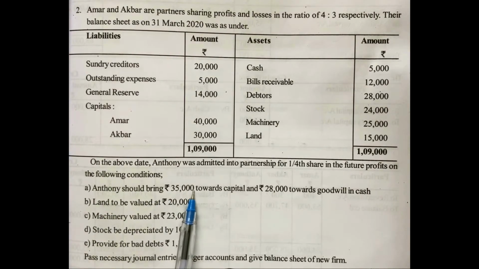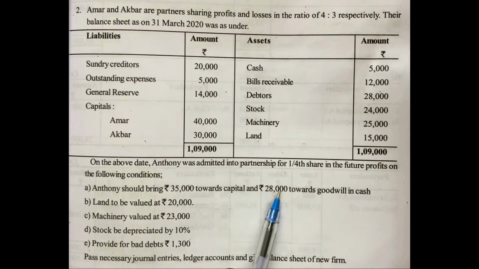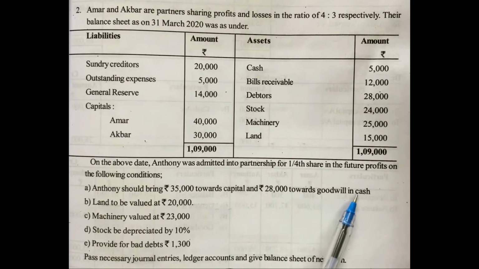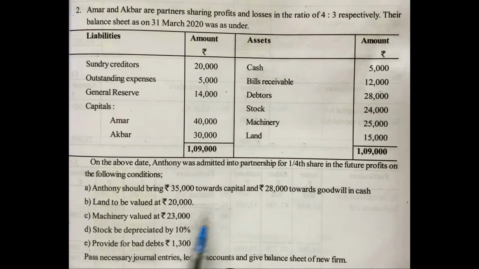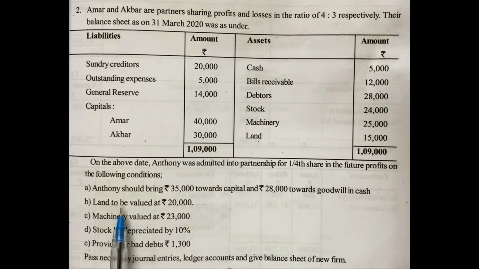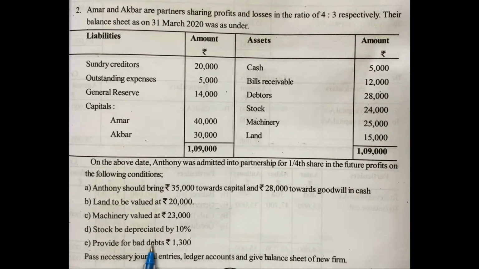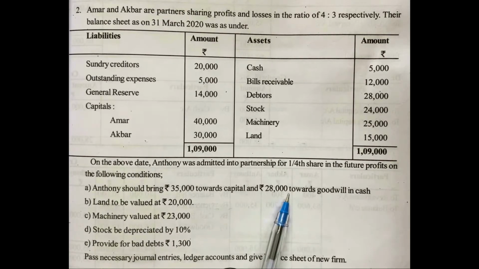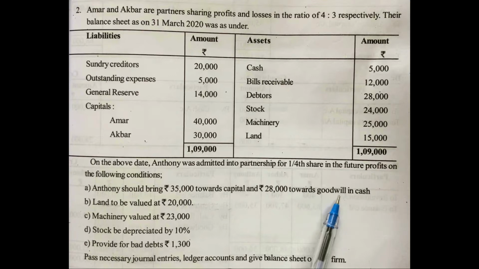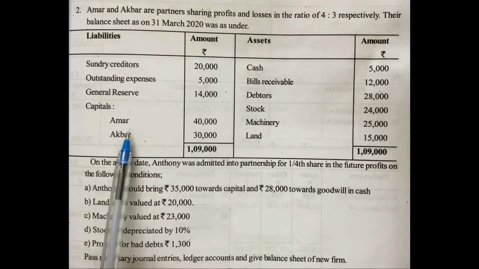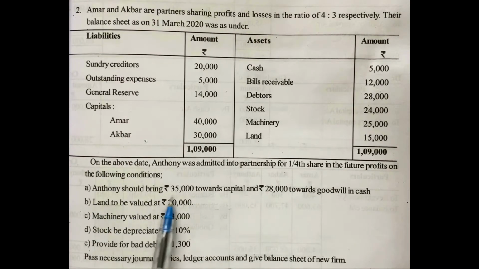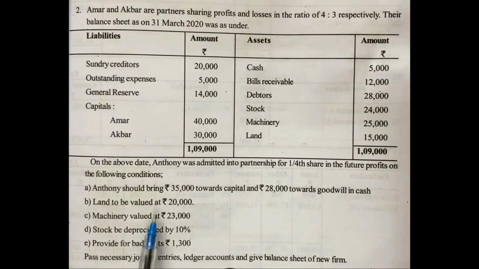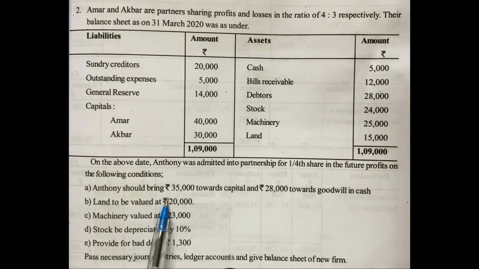Anthony should bring 35,000 towards capital and 28,000 rupees towards goodwill in cash. And related with goodwill, there is no other information. He is not giving that goodwill should be paid privately. Therefore, it is not premium A. He is not giving that this goodwill is to be withdrawn by old partners. Therefore, it is not premium C. Then what is left? Premium B.